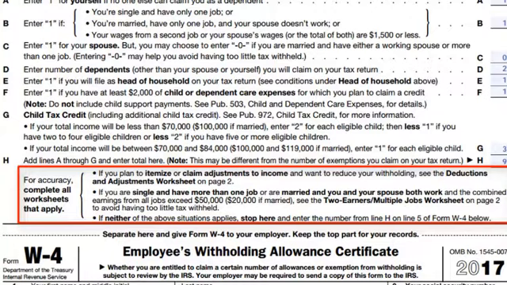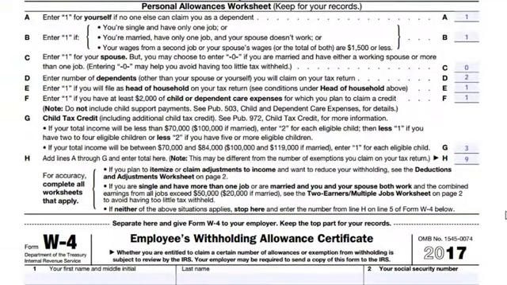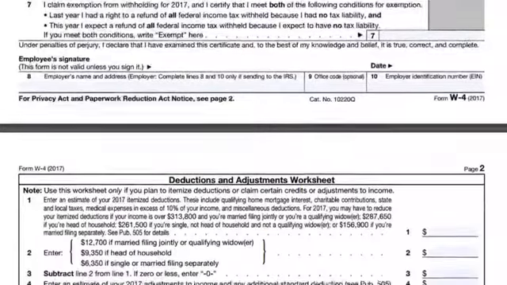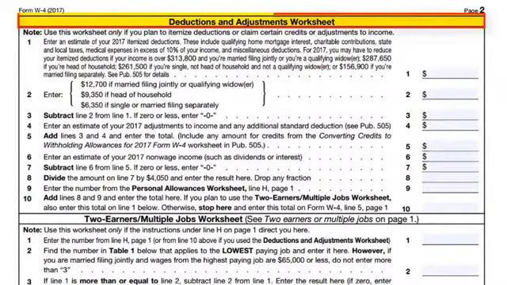If neither of the above situations applies, stop here and enter the number from line H on line 5 of Form W-4 below. Susan is single with 1 job and will take the standard deduction instead of itemizing. In most cases, she would stop here and claim 9 on line 5 of the Form W-4. However, because Susan decided to start a business with MyEcon, Susan now has the option to claim adjustments. Let's take a look at page 2 of the Form W-4. At the top section, we find the Deductions and Adjustment Worksheet.